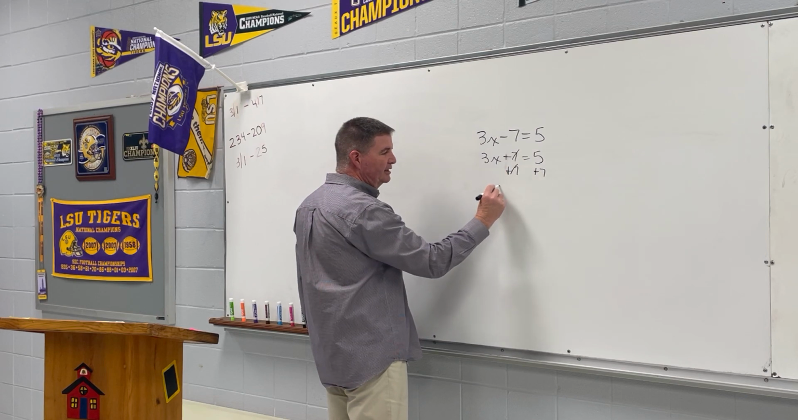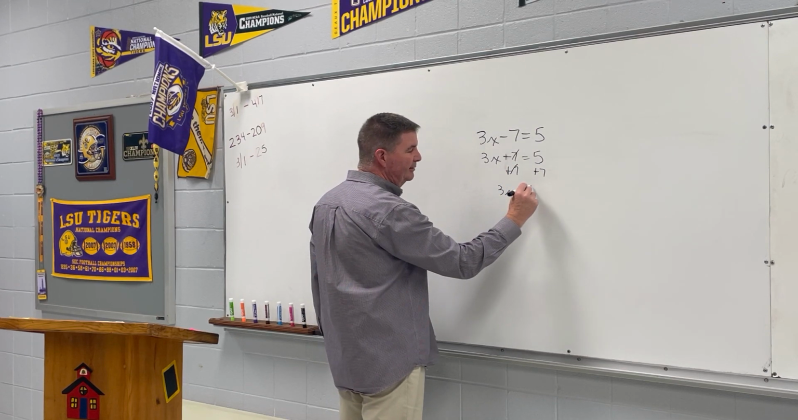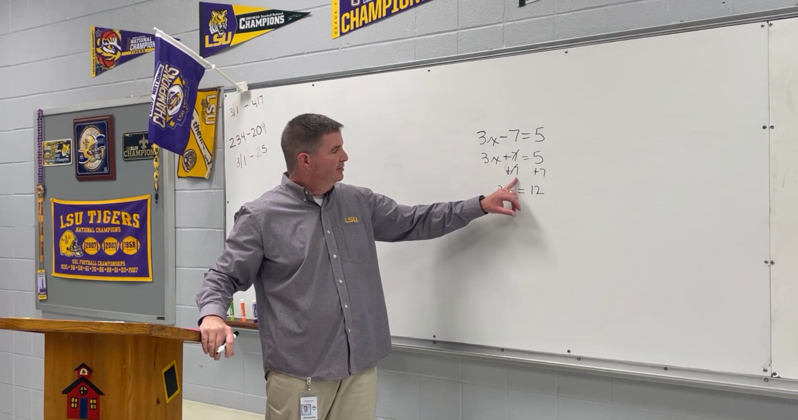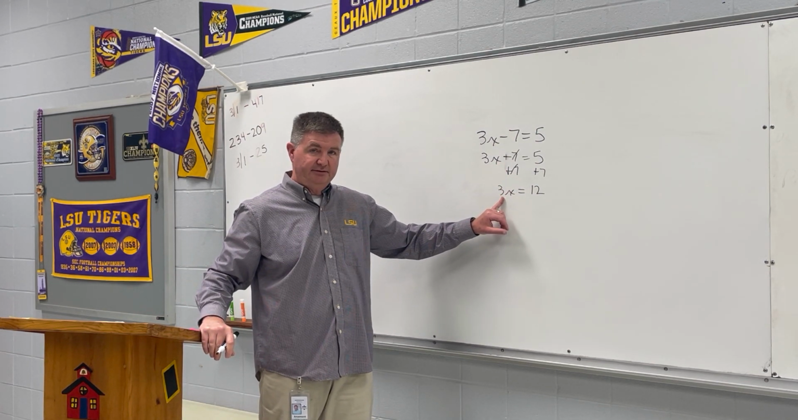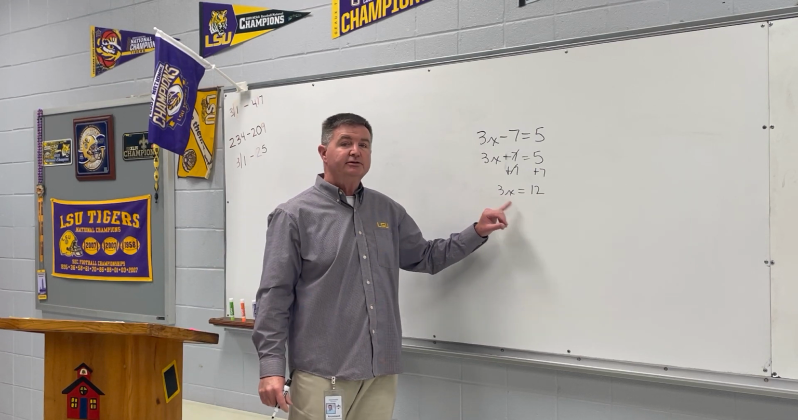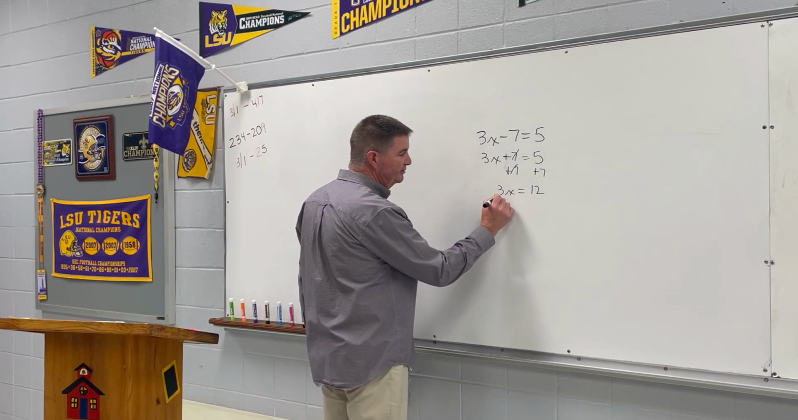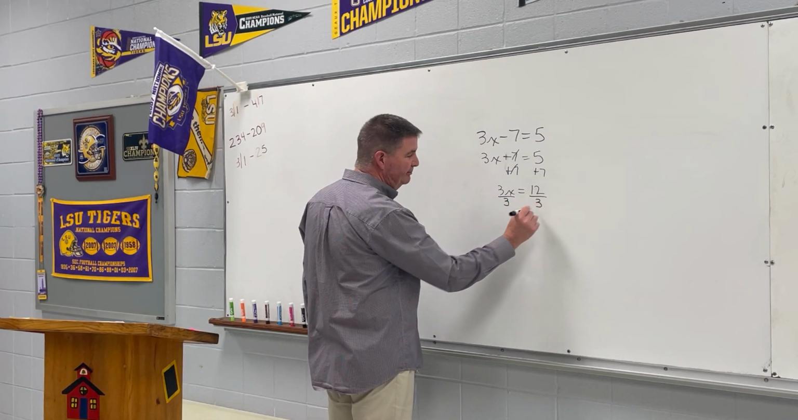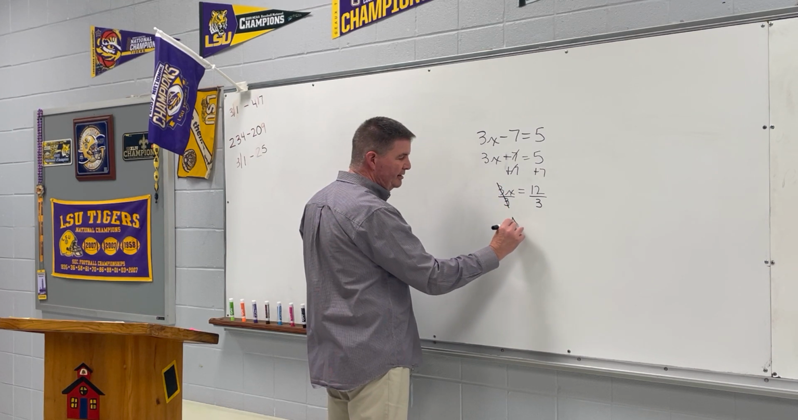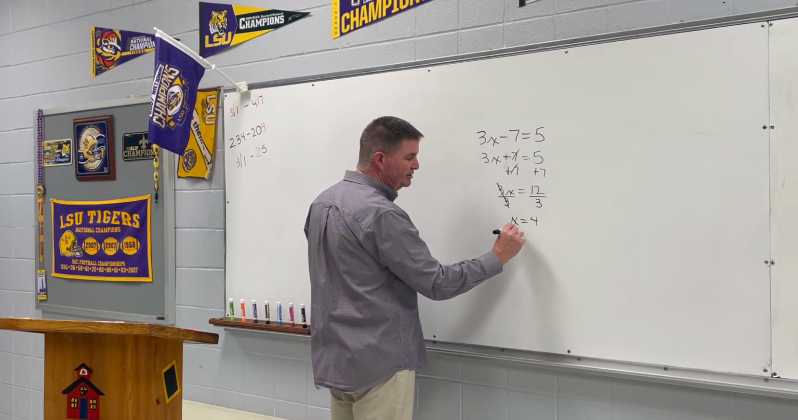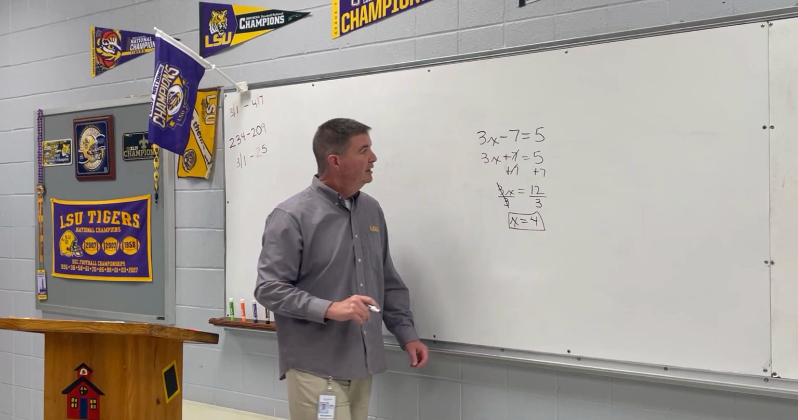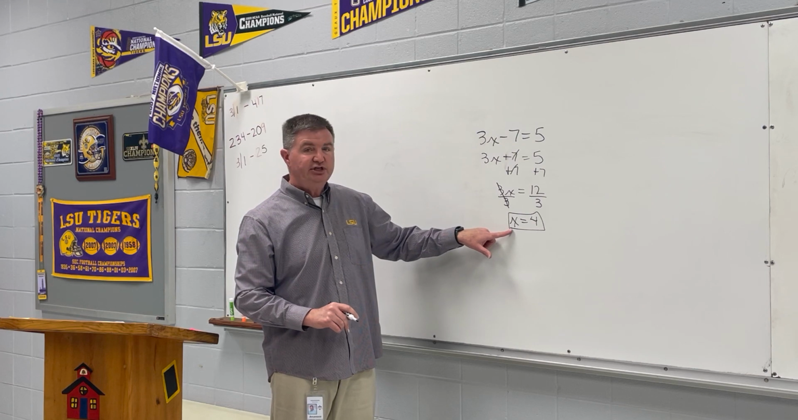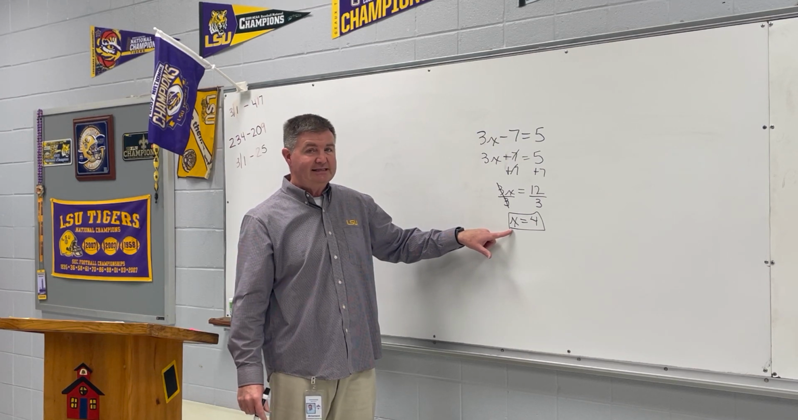These cancel out, leaving me with 3x equals 5 plus 7, which is 12. Now the 7 is gone from the left side. I now want to get rid of the 3. This 3x means 3 times x. In order to get rid of the 3, I do the opposite. The opposite of multiplication is division, so I divide both sides by 3. Cancel the 3's out. x equals 12 divided by 3, which is 4. So this is called a two-step equation, where we have two things to do in order to achieve our goal, which is x equals a number.